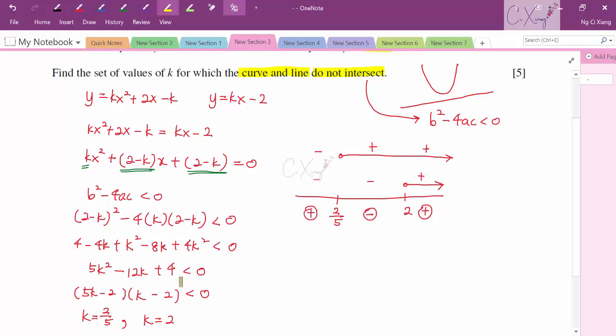All right. So for this particular question, because we are looking for negative values, smaller than 0, we'll look for the overall negative, which is this part, which means that our quadratic inequality will become negative if the value of k is between 2 over 5 and 2. All right, so this is how we get the set of values for k. Alright, so this is how we solve question number 2.